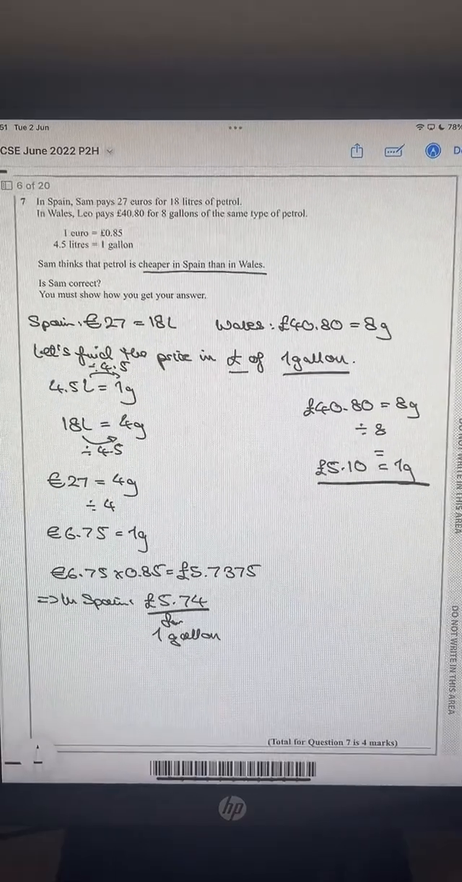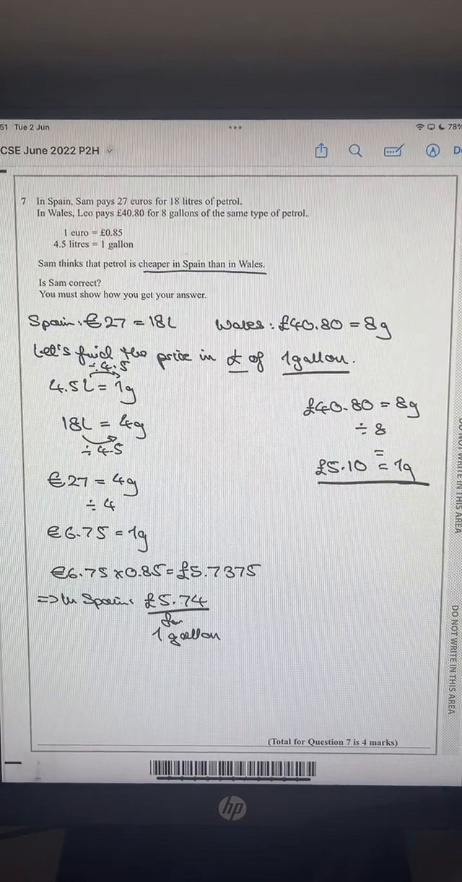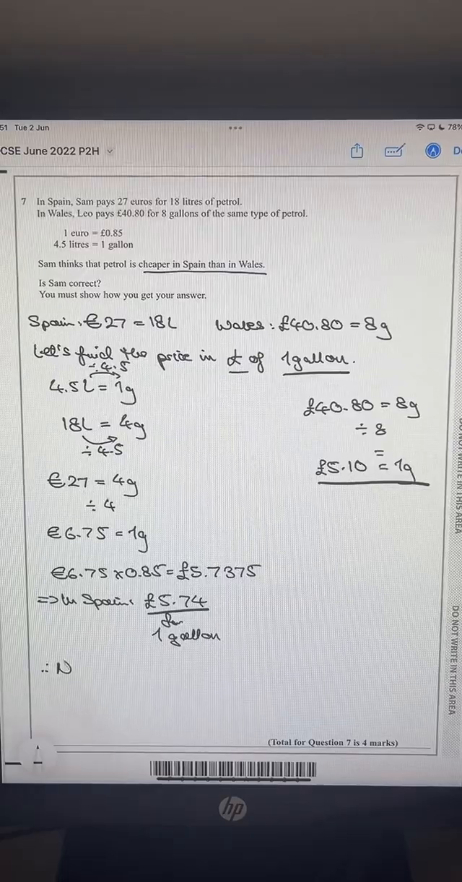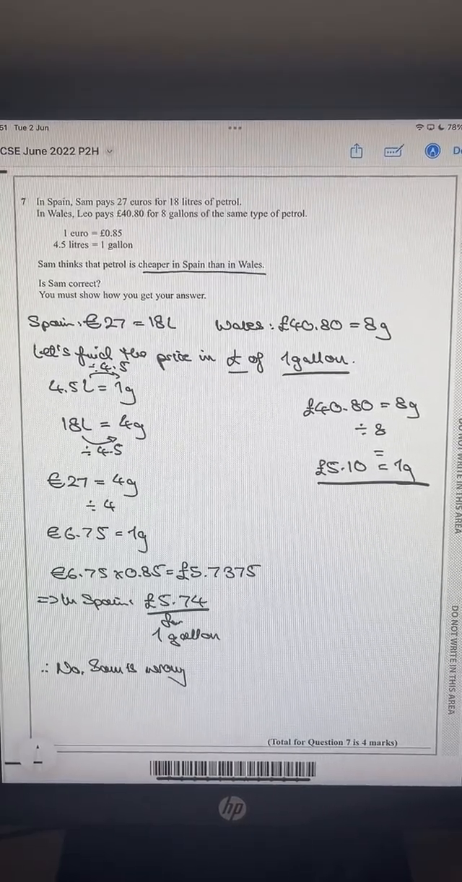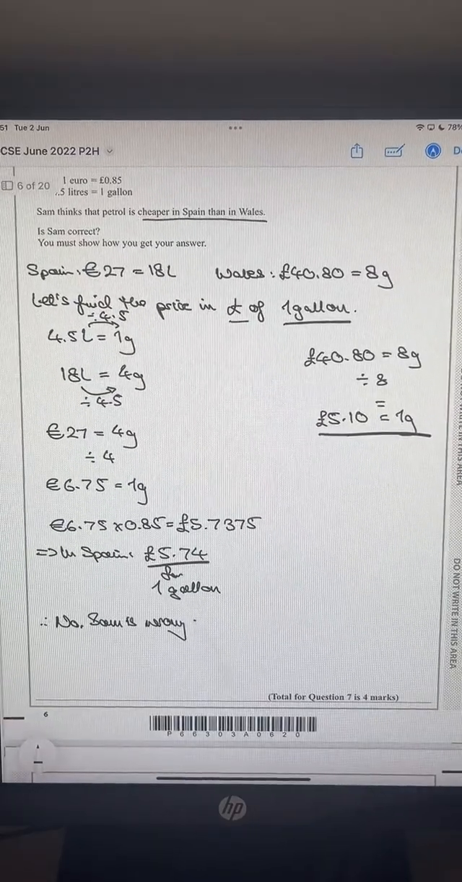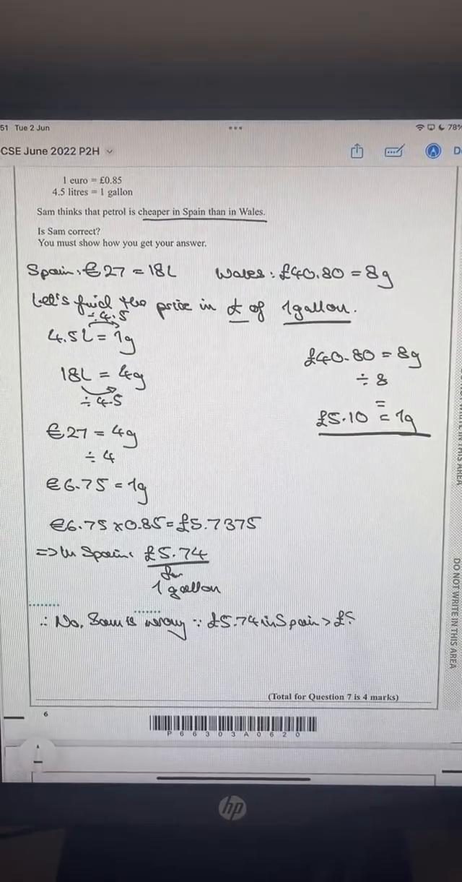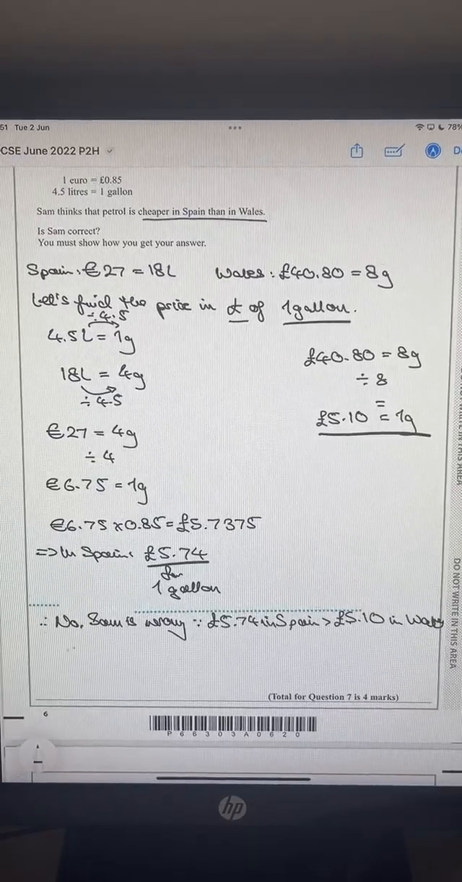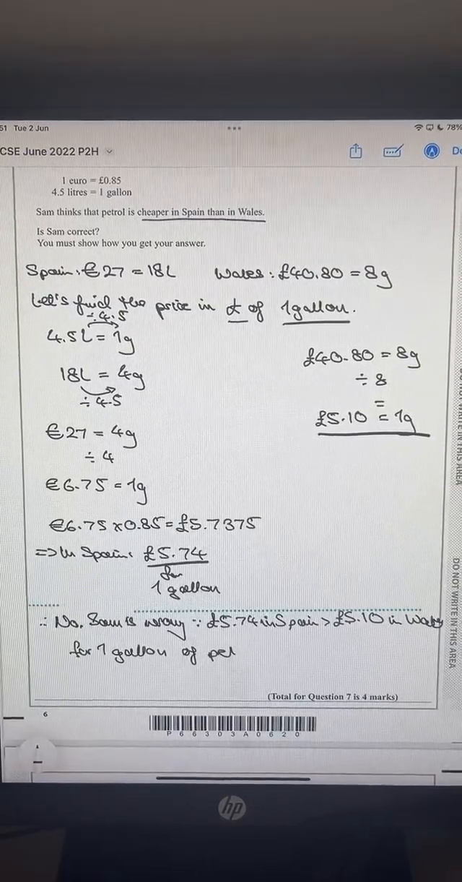Now I just need to compare according to what Sam says. So Sam thinks it's cheaper in Spain than Wales. So is 74p smaller than 10p? Nope. So we just say, therefore, no. Sam is wrong. We're calling out someone again, and we're only on question 7 of the paper. And we need to state why. Because £5.74 in Spain is greater than 5 pounds and 10p in Wales for 1 gallon of petrol.